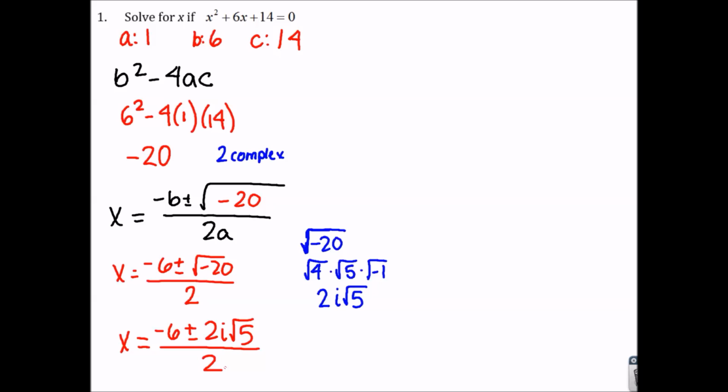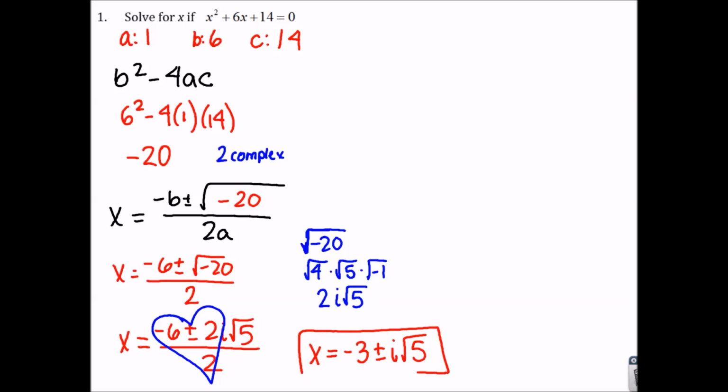We have one more thing that we can do to simplify this. So I'm going to draw this little heart here. If all three numbers in that heart can be divided by something, then go ahead and divide them. So all three numbers can be divided by 2. So I'm going to say that my final answer is x equals negative 3 plus or minus i square root of 5 over 1, which I don't need to write. So that is my final answer.